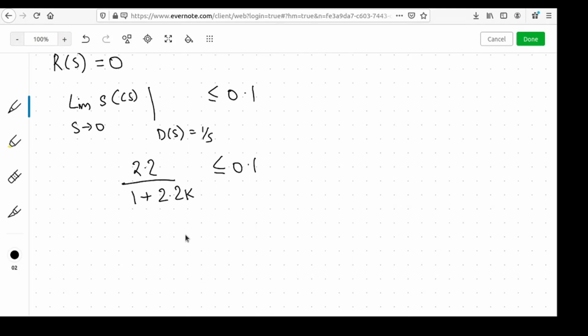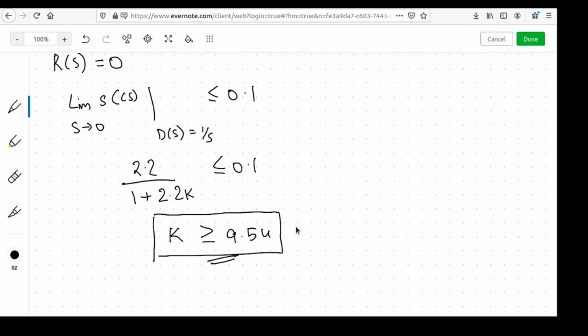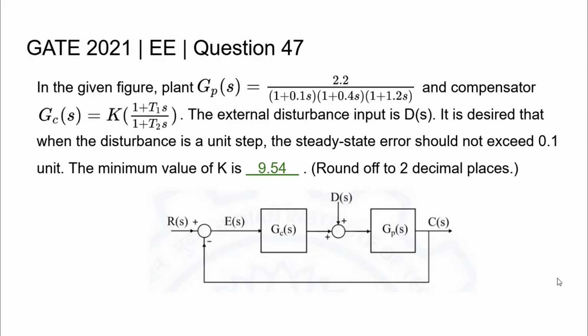So we will get k is greater than or equal to 9.54. From this, the minimum value of k, I'll call it k min, is equal to 9.54. So that is the answer to this problem. The minimum value of k is 9.54. Thank you.